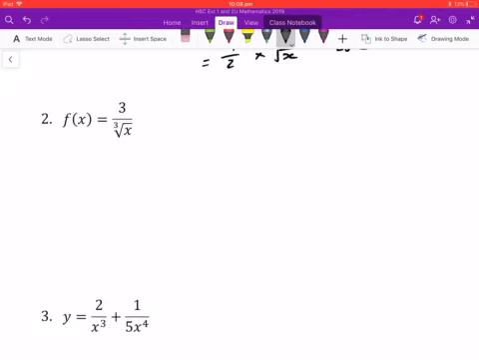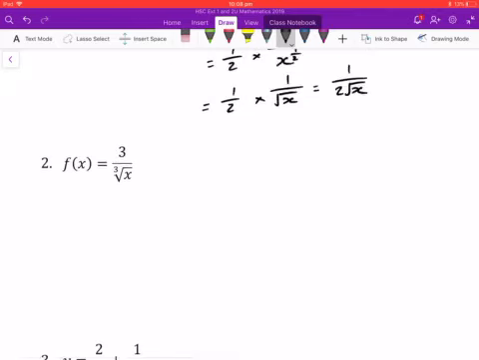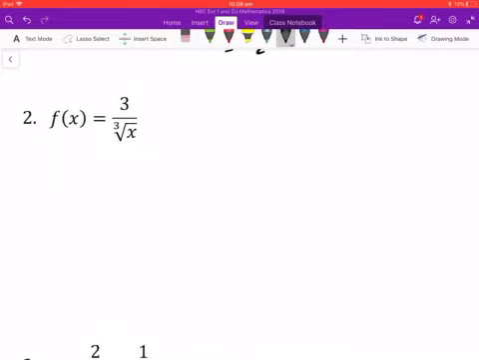Then let's look at something like this. We've got f of x is equal to 3 over the cube root of x.